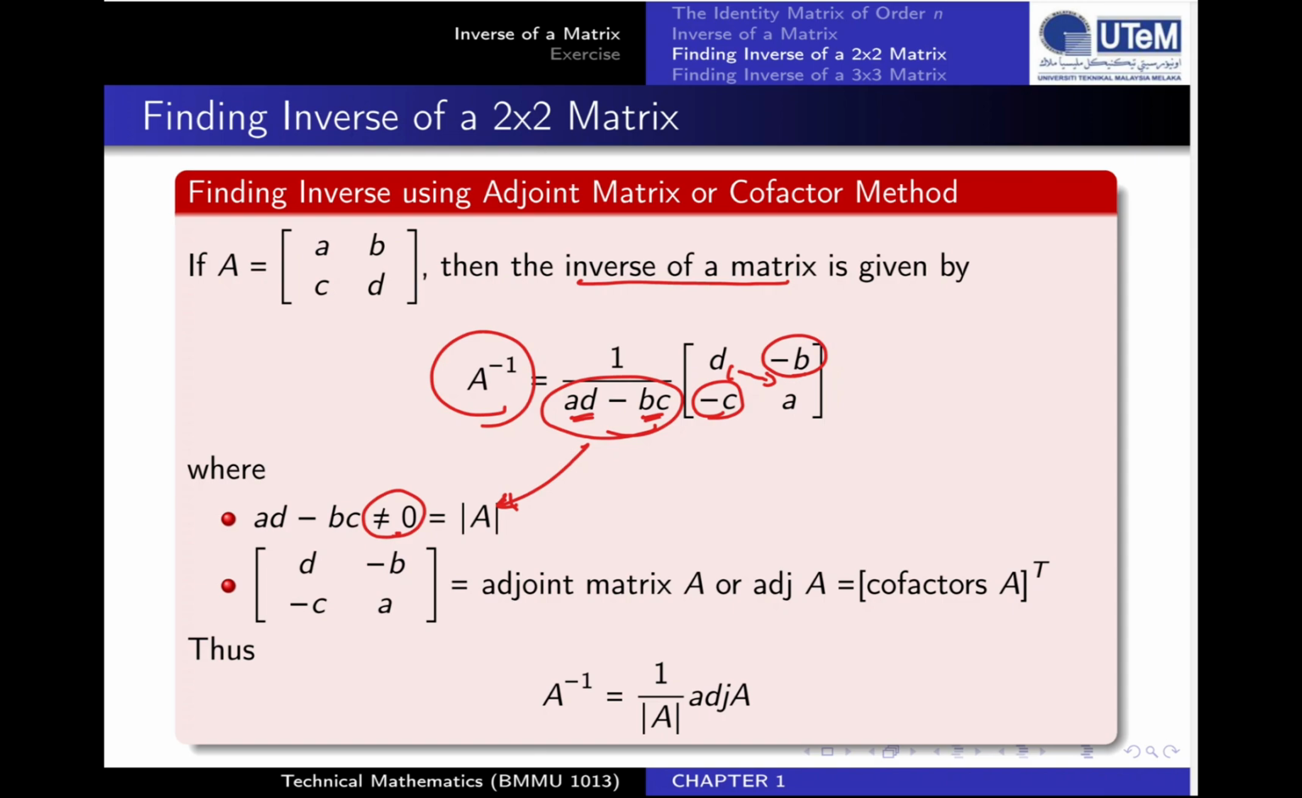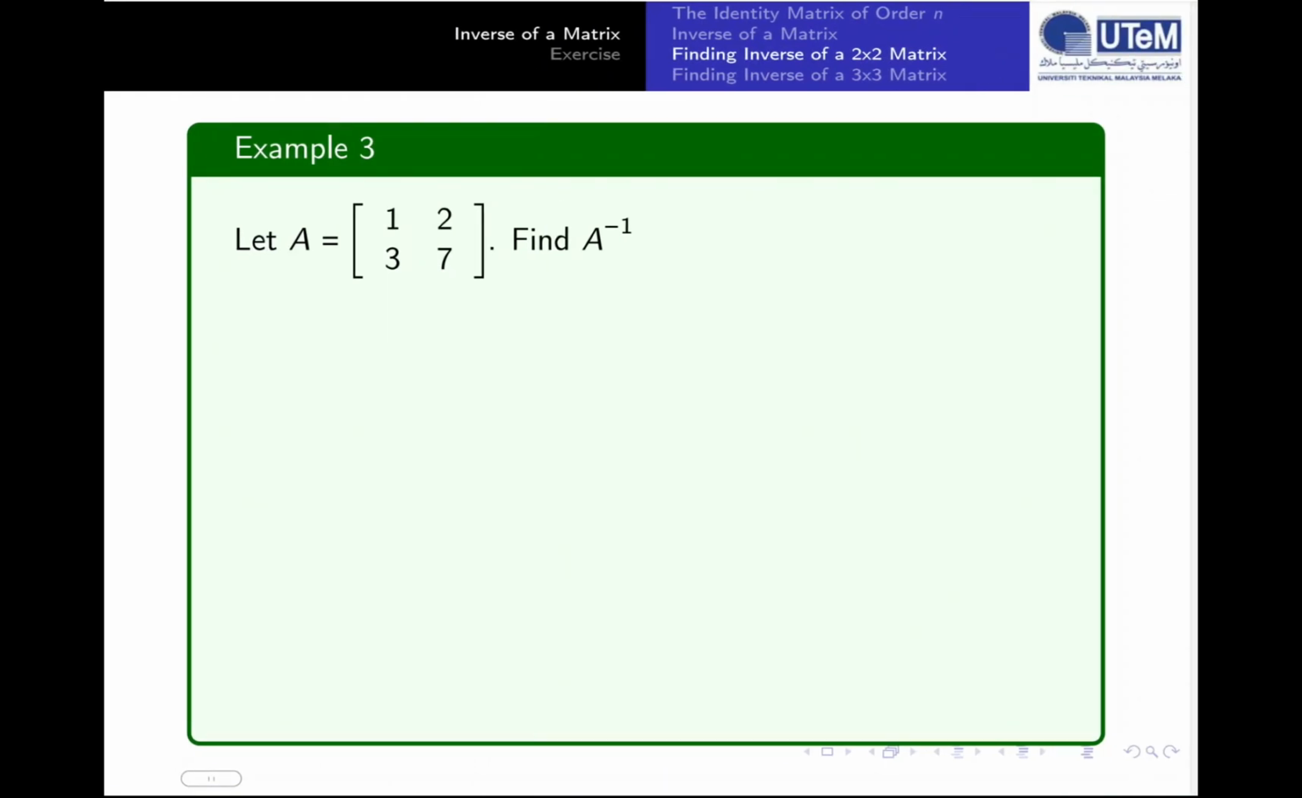And this we can put as the formula: A inverse equals 1 divided by the determinant of matrix A times the adjoint of matrix A. The adjoint of matrix A also equals the cofactor of matrix A transpose. Okay, so now let's look at the example.